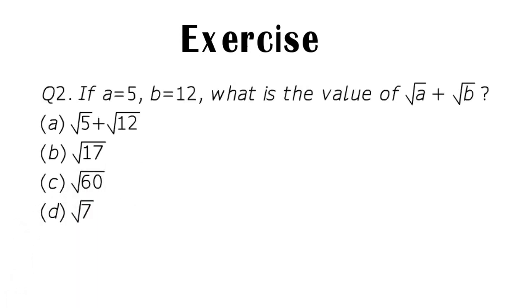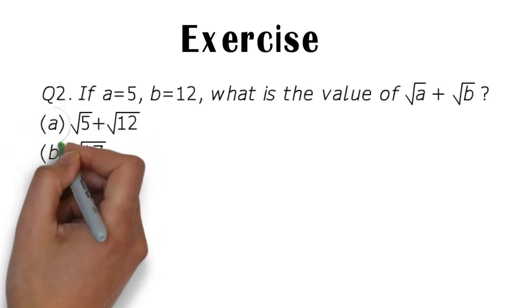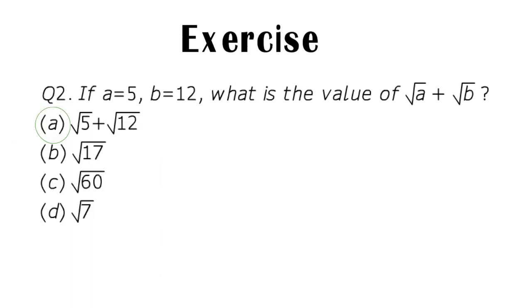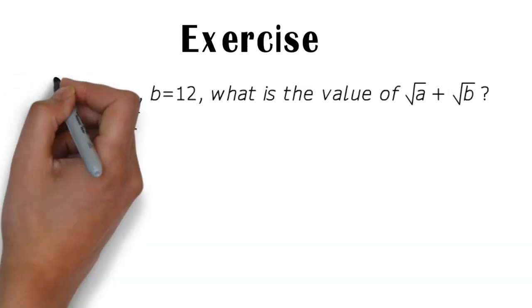If you have chosen B, you have assumed that it is equal to root of a plus b. C is assuming that it is equal to root of a times b. And D is assuming that it is equal to root of b minus a. But from what we have looked at, it is not in any way close to B or C. So the answer is A. You cannot condense the expression like that.